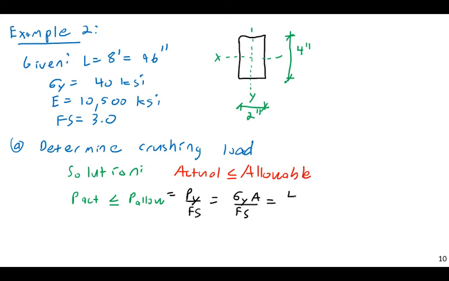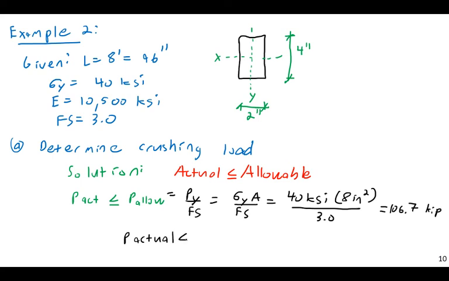which is then equal to 40 ksi times 8 inches squared over 3.0, which is equal to 106.7 kips. And finally, P actual, we say that P actual must be less than or equal to 106.7 kips. So this is really the most we'll ever get out of the column.